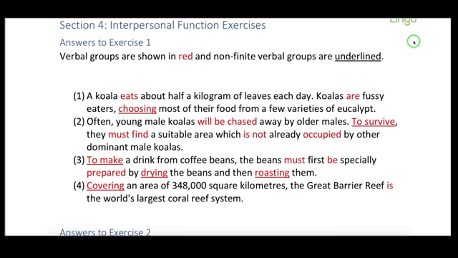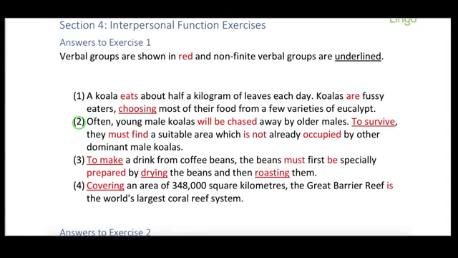In other words, you can't say koalas choosing most of their food. It doesn't make sense because the verbal group choosing doesn't match with the subject koalas, and also it doesn't tell you tense. Now, the confusing point is that this ing form is often referred to as the present participle. And indeed, I like to call it the present participle, but this can be confusing because there's no present tense in there.